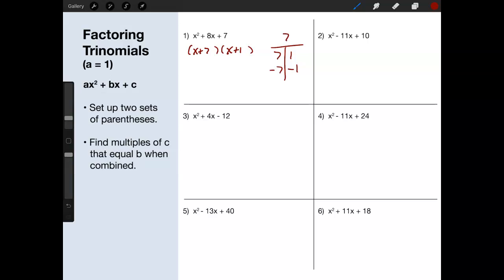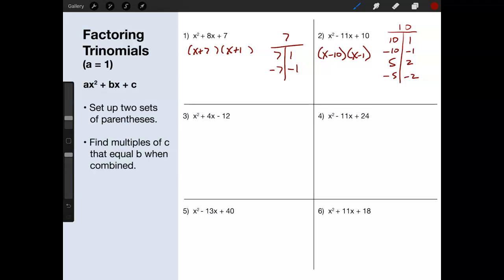For example number 2, we have x squared minus 11x plus 10. So we need multiples of 10. We can have positive 10, positive 1, negative 10, negative 1, 5 and 2, negative 5 and negative 2. We want two multiples that when combined equal negative 11. And in this case, it will be negative 10 and negative 1. So it is going to be x minus 10 and x minus 1.